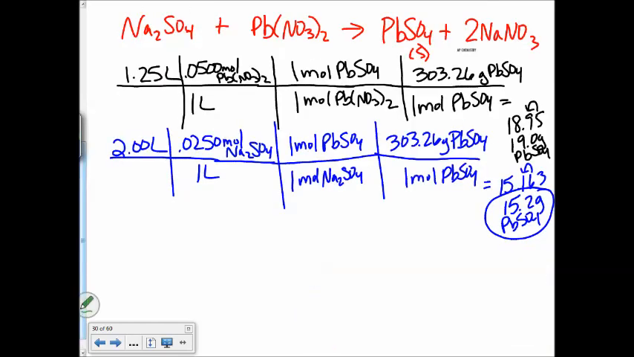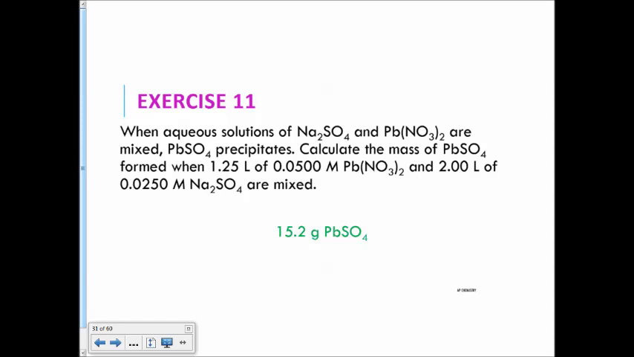This one right here comes out less, so this one is going to be the mass produced. And this is also your theoretical yield. Good? So we were looking for the mass of the PbSO4, and that was going to be 15.2, because out of the two, the one that comes out less is the mass produced, or the theoretical yield.